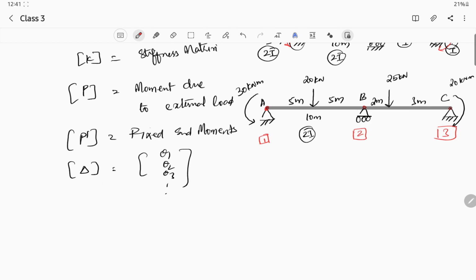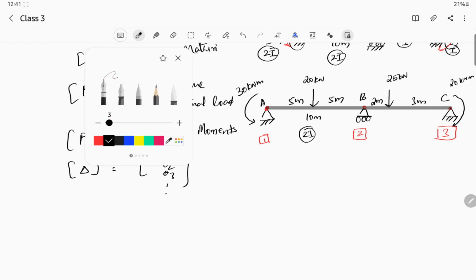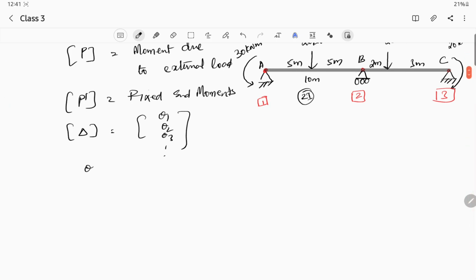So for this particular problem we have theta A not equal to 0, similarly theta B is not equal to 0, and even theta C is not equal to 0. If we had a fixed support, then theta would be equal to 0, isn't it? So what happens? The kinematic indeterminacy of the structure is now 3.